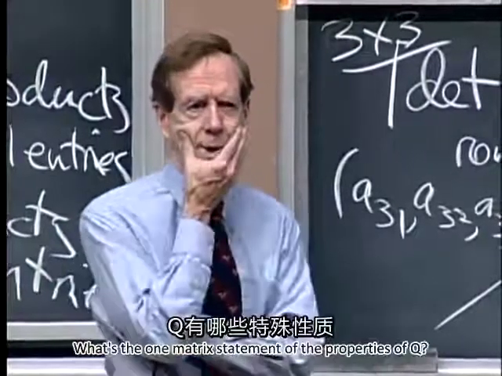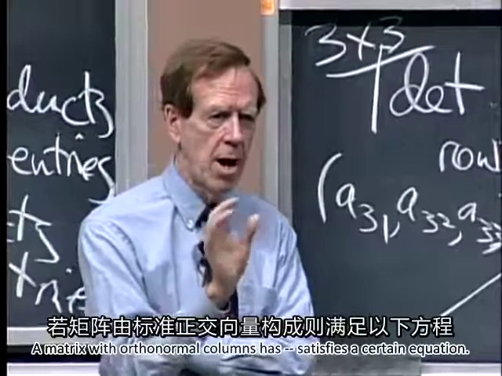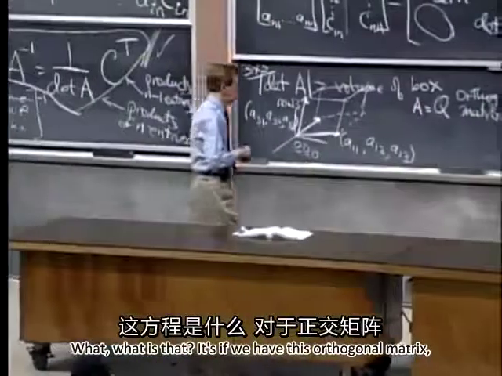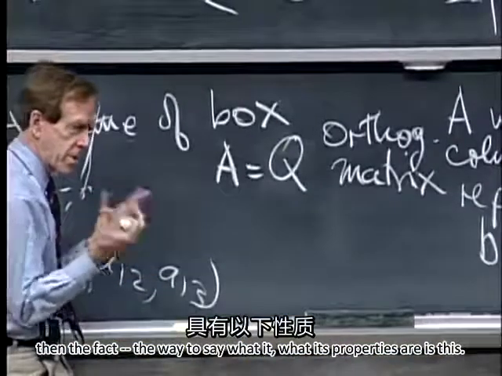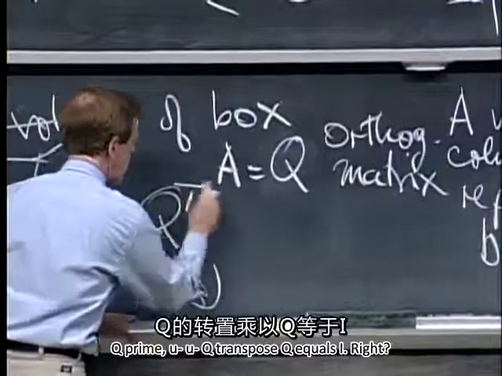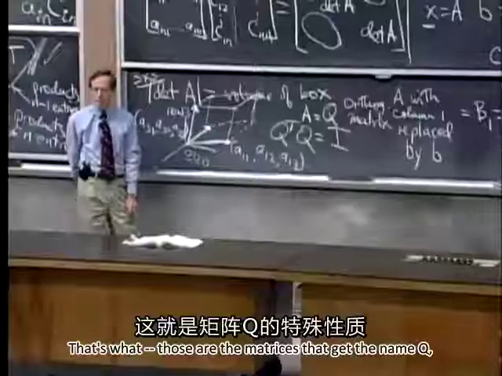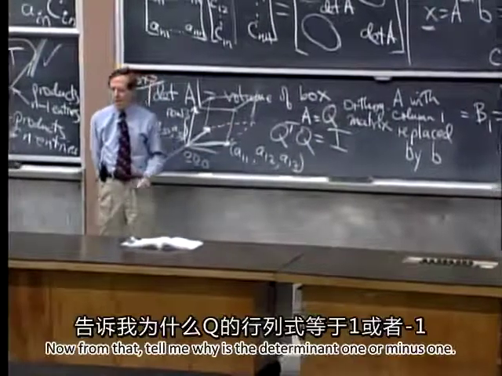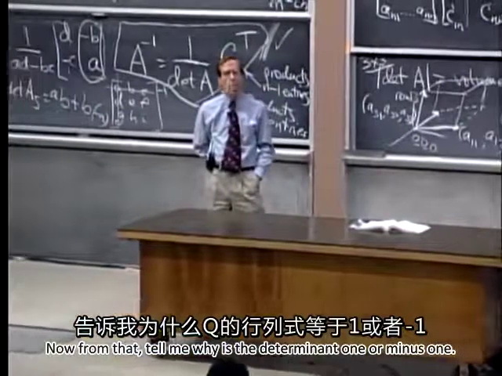What do we know about Q? What's the one matrix statement of the properties of Q? A matrix with orthonormal columns satisfies a certain equation. What is that? If we have this orthogonal matrix, then the way to say what its properties are is this: Q transpose Q equals I, right? Those are the matrices that get the name Q. The matrices where Q transpose Q is I.